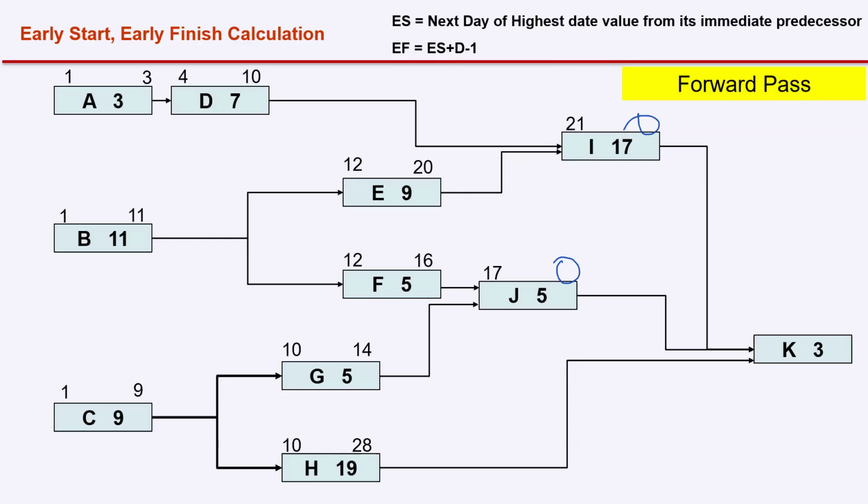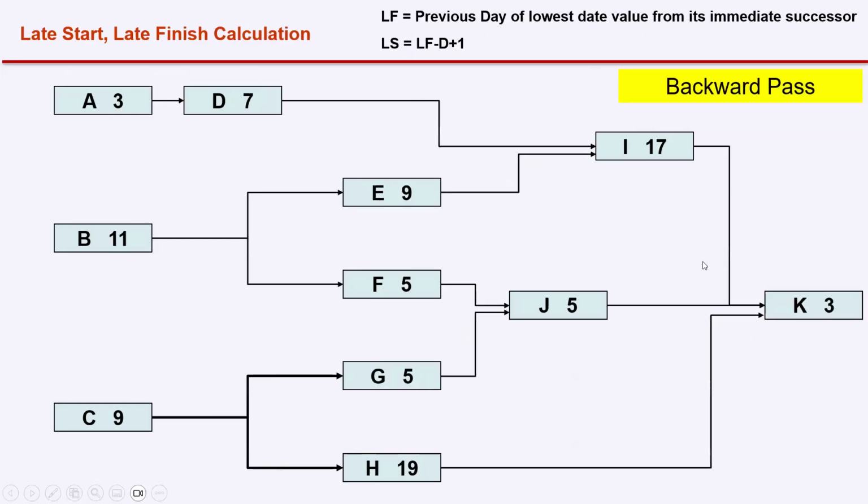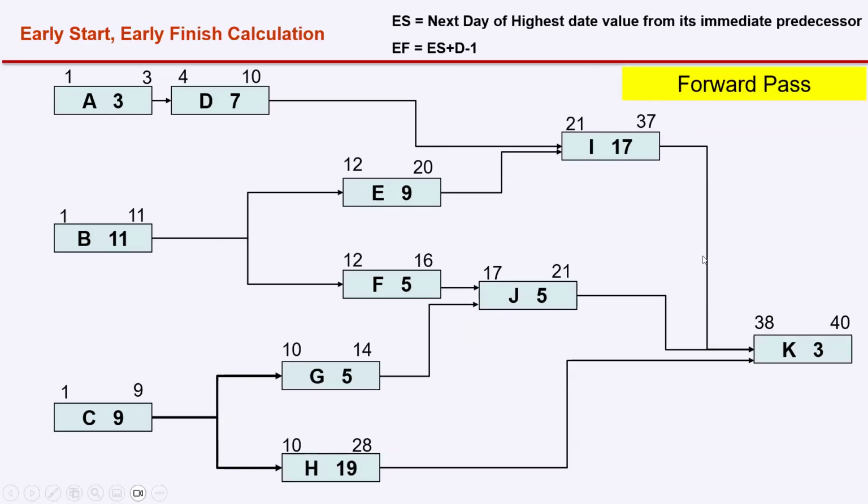Now it's clear. Some of you are already giving correct answers, but let's start with I. 21 plus 17 minus 1 is 37. That is the early finish of I. For J, 17 plus 5 minus 1, 21. So now the highest is 37. As many of you already mentioned in the chat box, the next day is 38. So the early start of activity K is 38. Early finish, same formula, 38 plus 3 minus 1, 40.